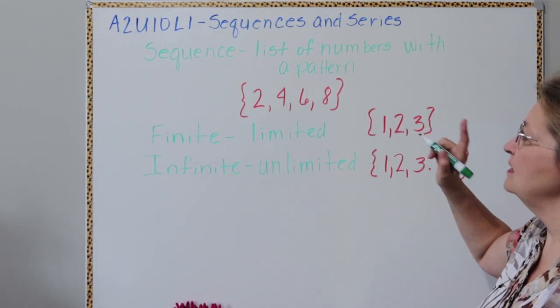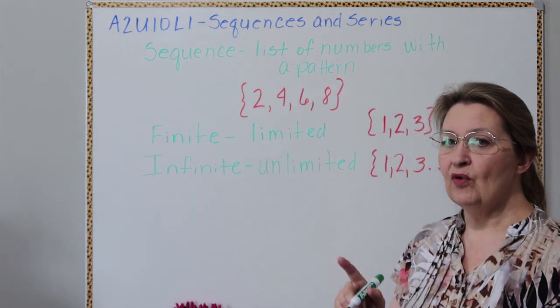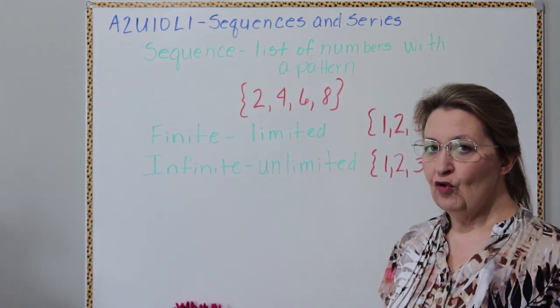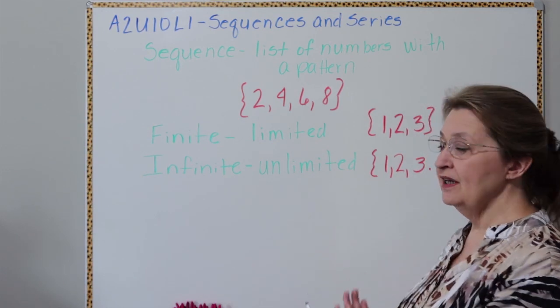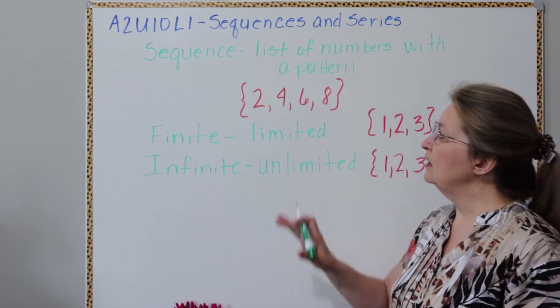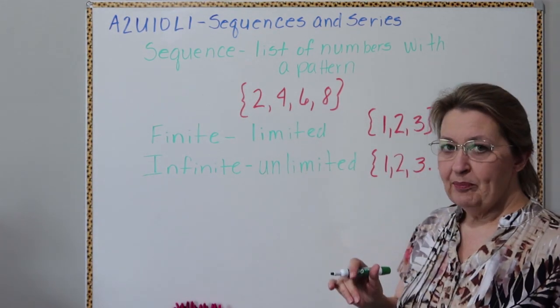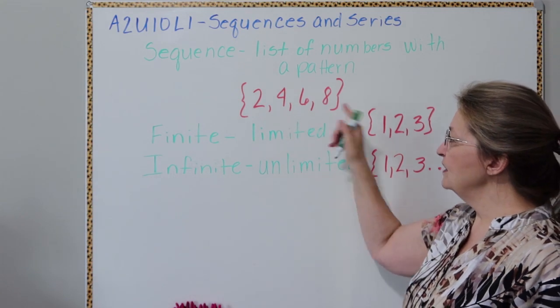A2U10L1 sequences and series. The biggest part of these first couple lessons is going to be vocabulary and formulas, so you'll be needing to take notes on this. You'll probably need to pause in order to get it all down. A sequence is a list of numbers that has a pattern, like 2, 4, 6, 8.